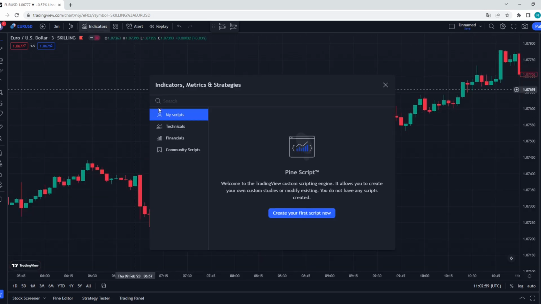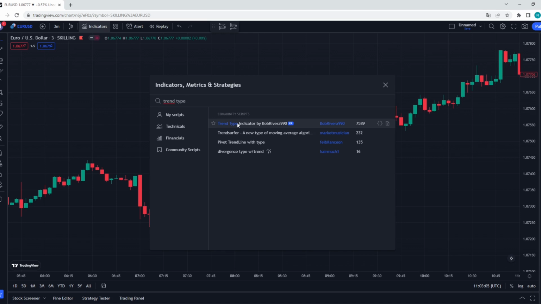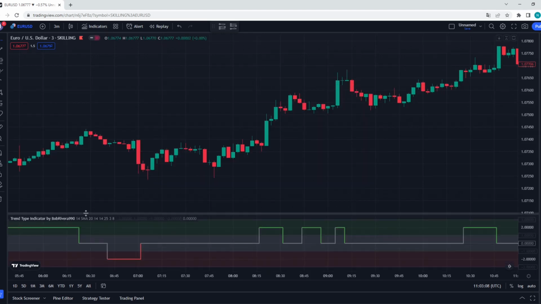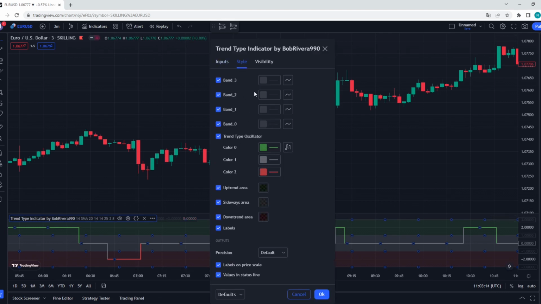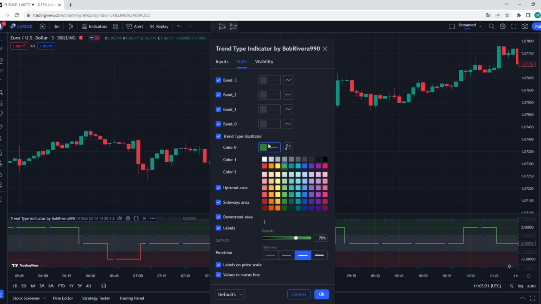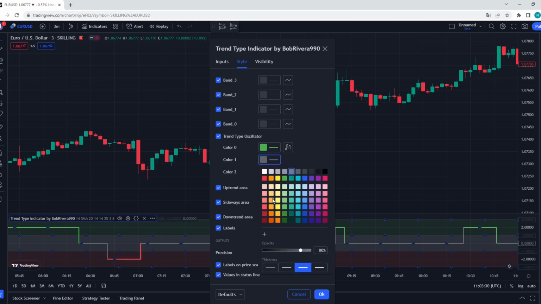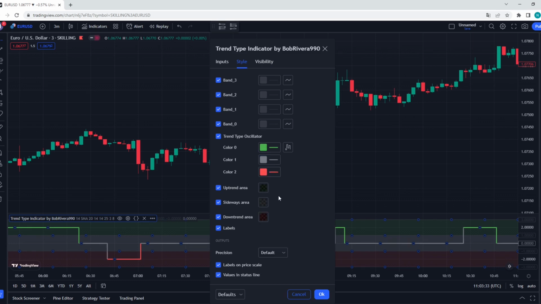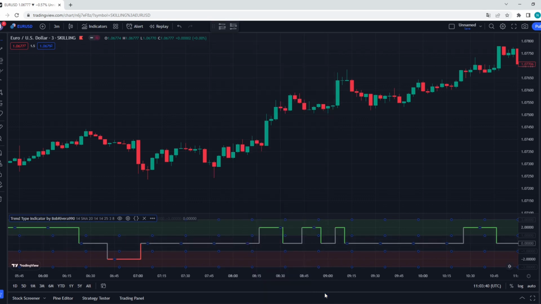So let's start with our first indicator. The first indicator we want is the trend type indicator by Bob Rivera. So let's load it in and we will do some changes to it in the style section. The input section will be completely as it is, and the style section is where I personally will make the colors more visible, and that one as well. And the sideway area here I will set to 0 and click OK. So this is our first indicator that we need.